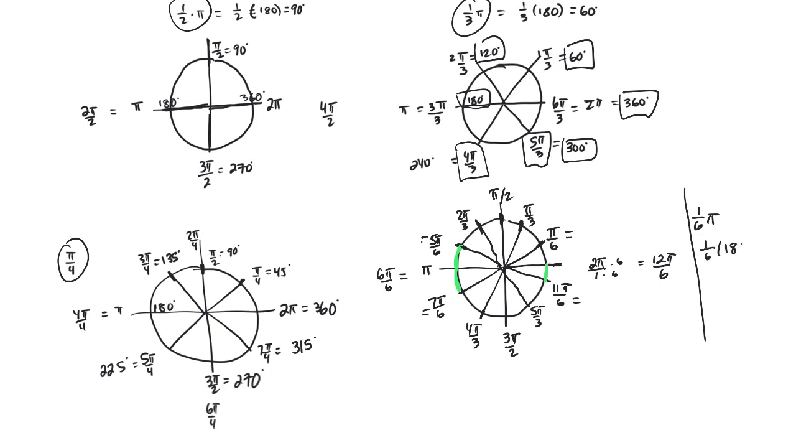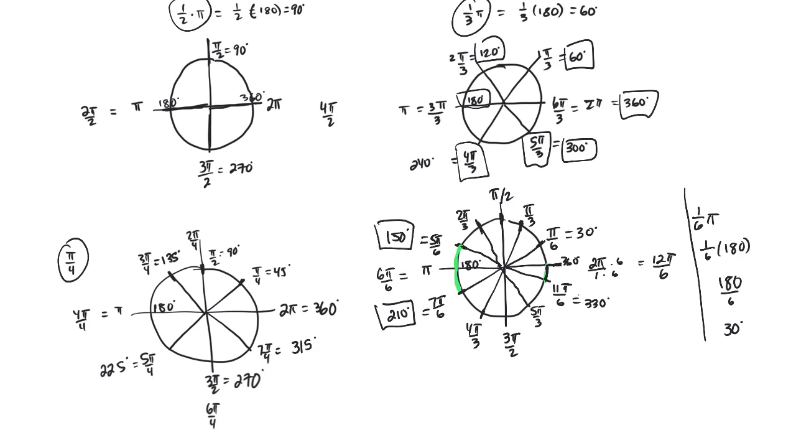Pi is worth 180. So 1/6 times 180, that would be 180 divided by 6, which is 30 degrees. So that's 30 degrees. This is 180. I'm a little 30 degrees away from 180. So that's 150. Here I'm a little 30 degrees past 180. So that's 210. Here I'm a little 30 degrees away from 360. So this one is 330. And we're done.